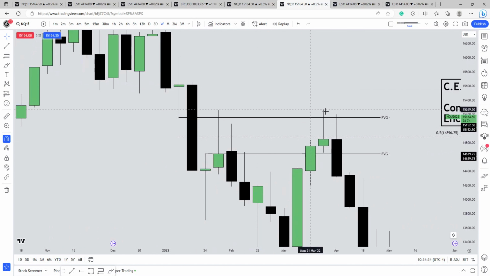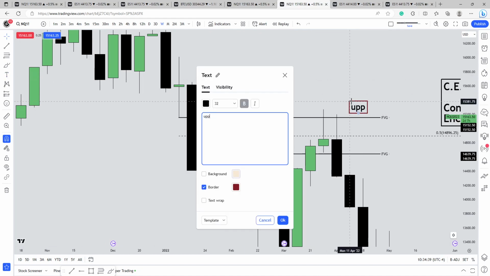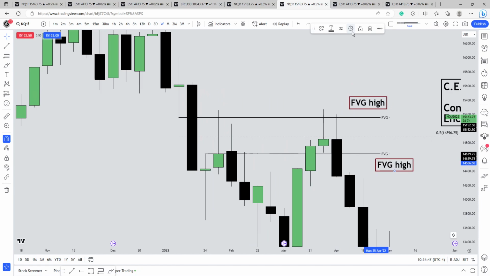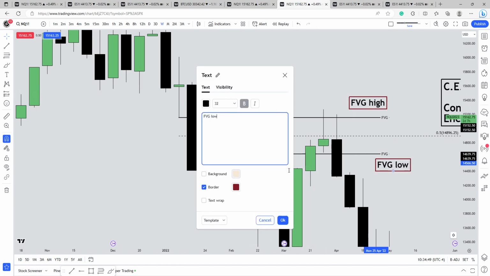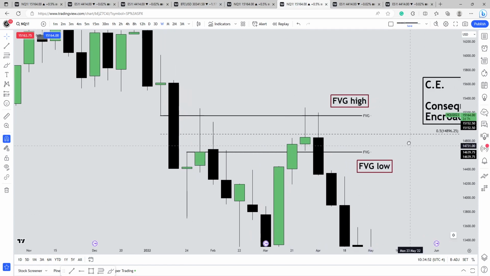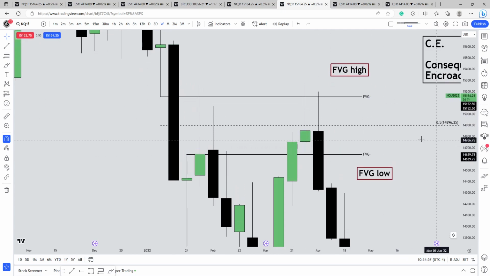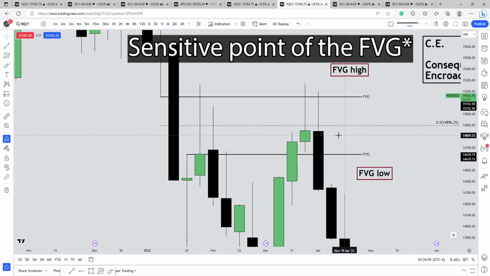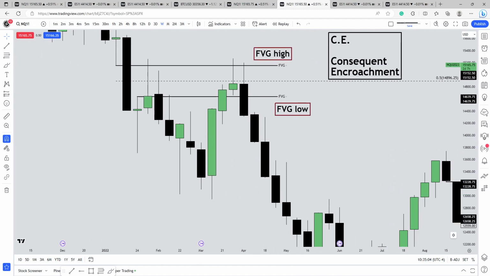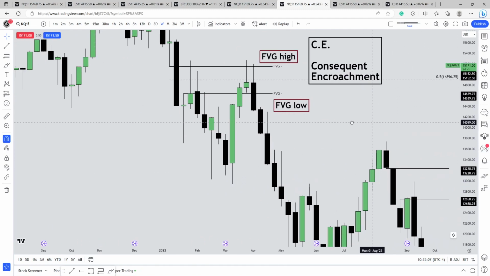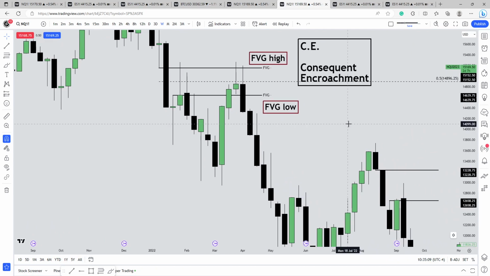Though it does completely reprice to the upper end of the fair value gap, so the high would be considered the upper end, or the FVG high, that's what ICT refers to it as, and this down here would be the FVG low, and then the midpoint is the consequent encroachment. So even though it reprices to the FVG high, look where the bodies of the candles respect. Well, that's because this is a sensitive point of the fair value gap. If we retest this as resistance, then we continue lower. That is what the consequent encroachment of a fair value gap is, sorry.